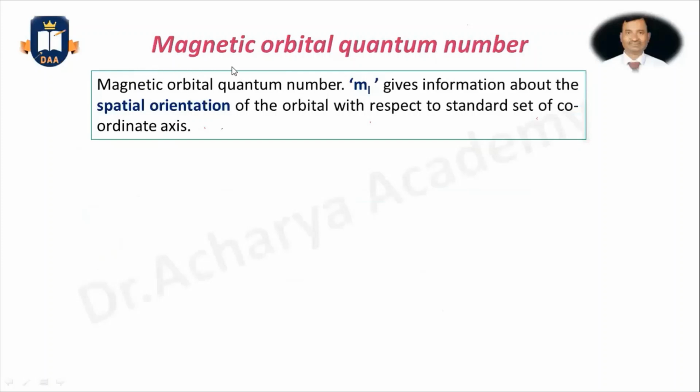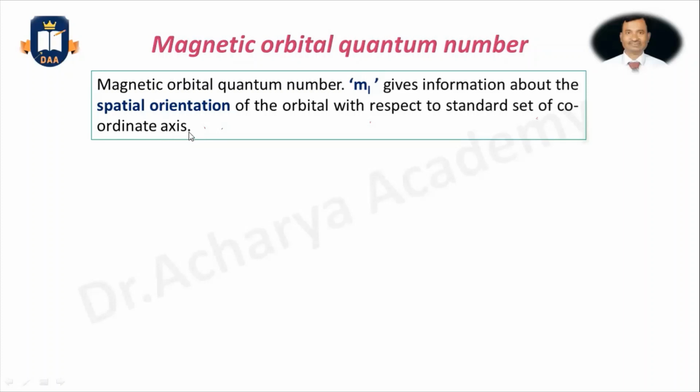We will discuss the magnetic orbital quantum number. The magnetic quantum number is denoted by m subscript l, and it gives the information about the spatial orientation of the orbital with respect to the standard set of coordinate axes.